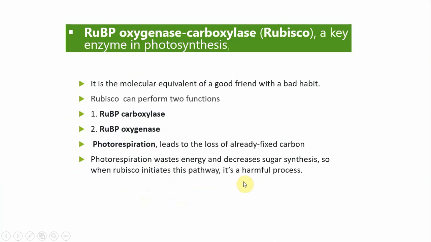Now there is an enzyme called RuBP oxygenase carboxylase, the Rubisco enzyme, a key enzyme in photosynthesis. It is the molecular equivalent of a good friend with a bad habit. Rubisco can perform two functions, RuBP carboxylase and RuBP oxygenase. Photorespiration leads to the loss of already fixed carbon. Photorespiration wastes energy and decreases sugar synthesis. So, when Rubisco initiates this pathway, it is a harmful process.